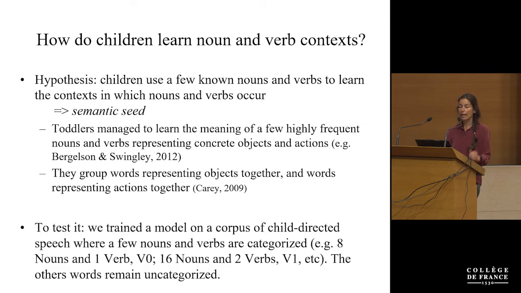And so how can we test this? In that case, we used a model, a corpus of child-directed speech, and we trained a model where only a few nouns and verbs were categorized. So in the very smallest size of vocabulary, only 8 nouns and 1 verb were supposed to be known. And the idea here is that the child managed to learn them through pure observation of the environment.